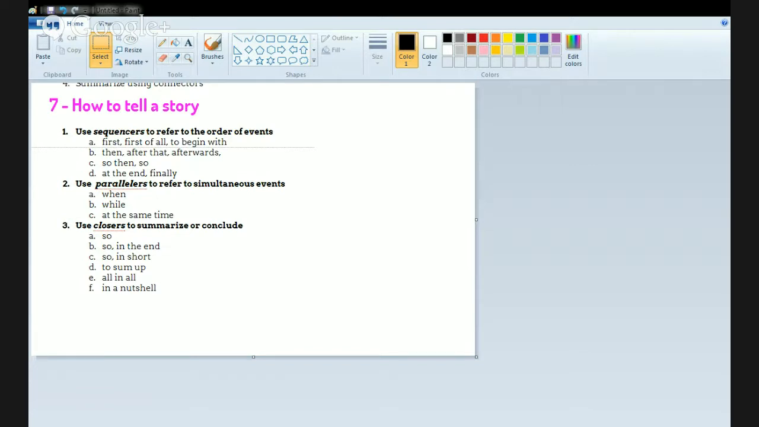So, Maria, do you think I could have you read point number 2 in how to tell a story? Okay, yes. Point number 2, use parallels to refer to simultaneous events. When, while, and at the same time. Right. So what we'll see is that you're going to use a specific verb tense after those parallelers. I'm calling them parallelers. That's not a real word. I invented that word. What I mean is talking about actions that happen in parallel, simultaneously.